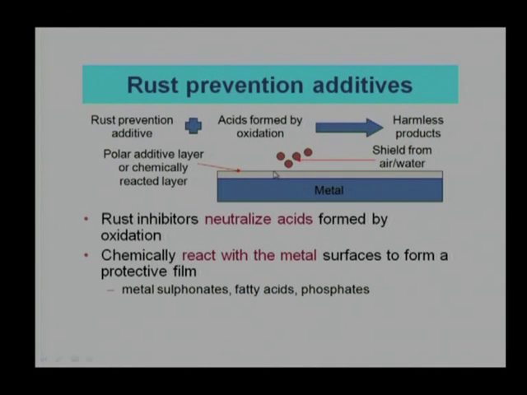Now, again we can talk about the mechanism. One hypothesis is that this kind of additive makes a thin layer and provides a shield against oxygen and water. That means every solid lubricant should work as a rust inhibitor. It comes in contact and attaches to the surface, reducing the chances of rusting and corrosion.